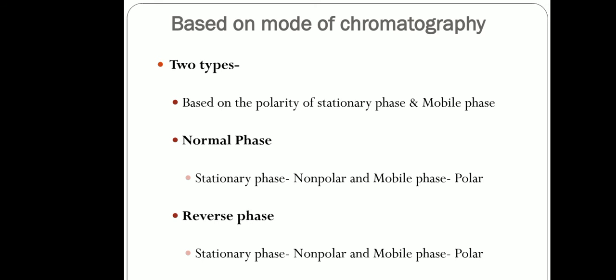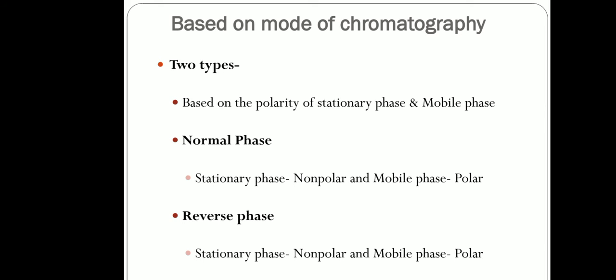Normal phase means stationary phase polar and mobile phase non-polar, and in reverse phase, stationary phase is non-polar and mobile phase is polar. In our pharmacy field, most of the chromatographies are reverse phase chromatography. Most widely used is reverse phase, that is stationary phase non-polar and mobile phase polar, and normal phase chromatography is not widely used in the pharmacy field.